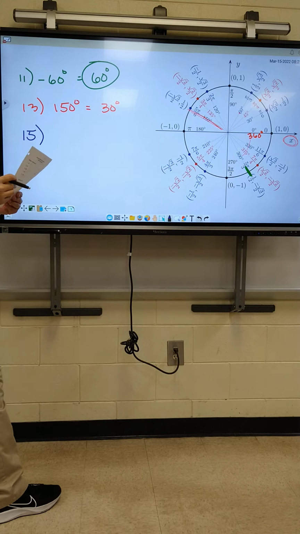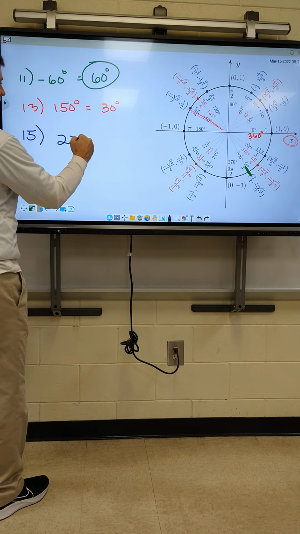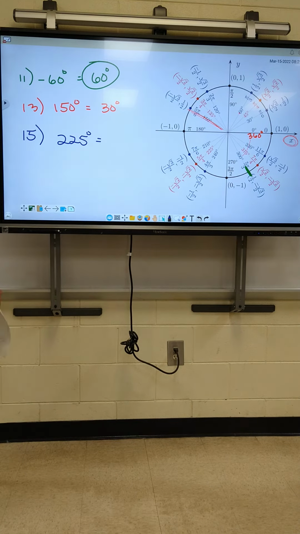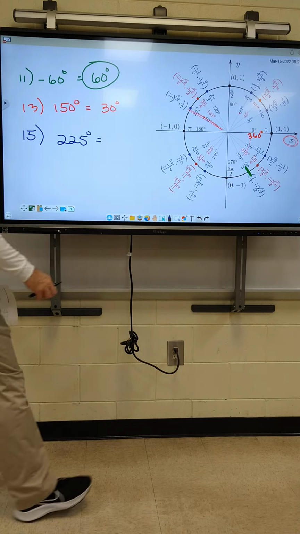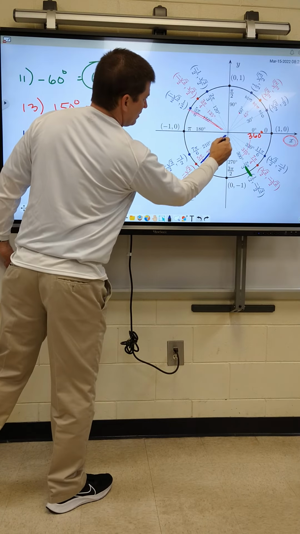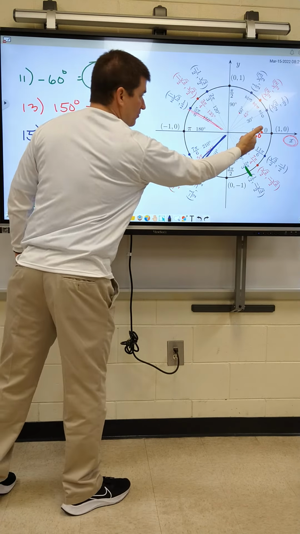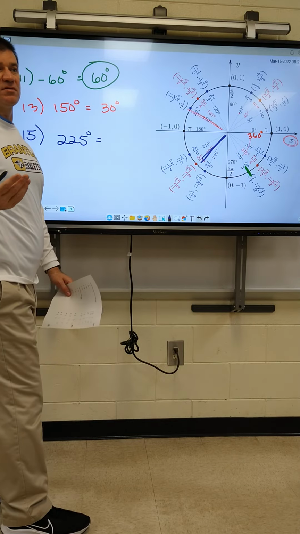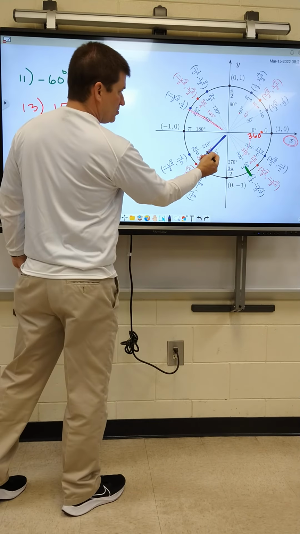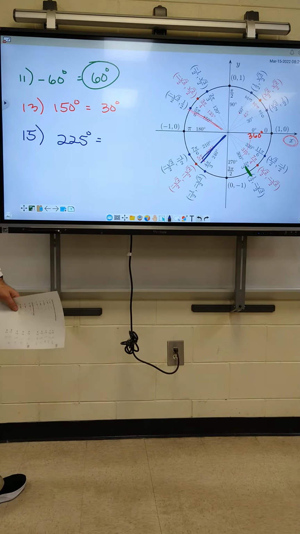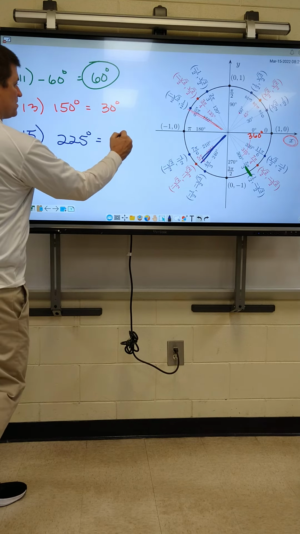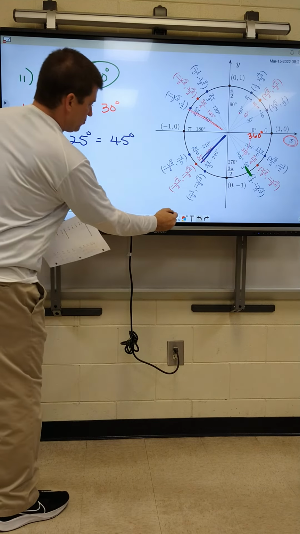Let's do another one. A couple more and you guys will understand. 225. Find it on your circle. Here's 225 right here. What do I subtract from? 180 or 360? Whichever one's closest. So I subtract 225 minus 180. Somebody give me that. 45 degrees. That's your reference angle.